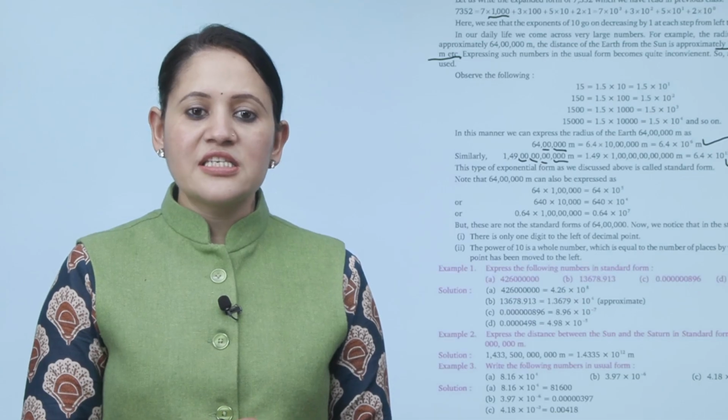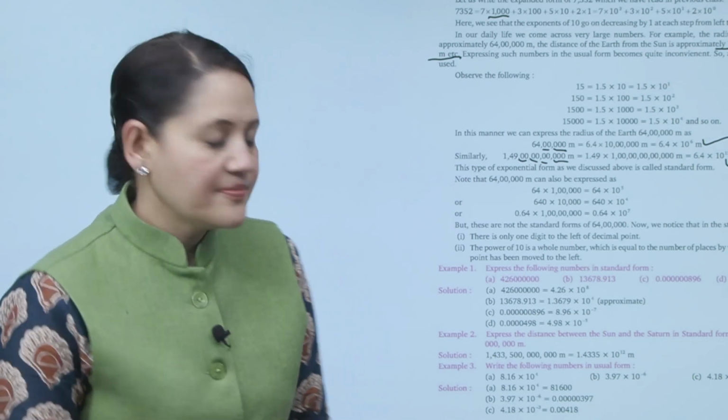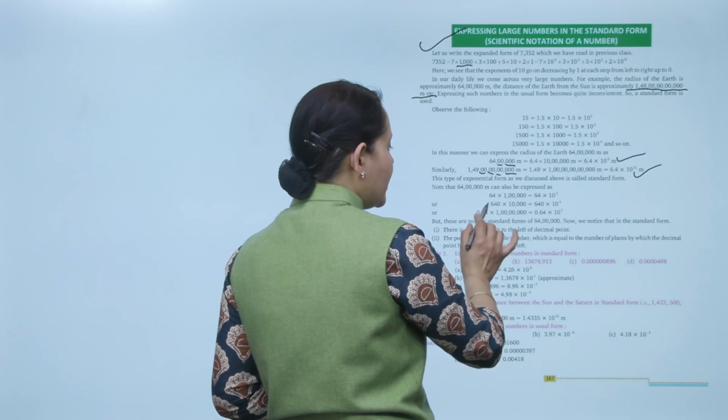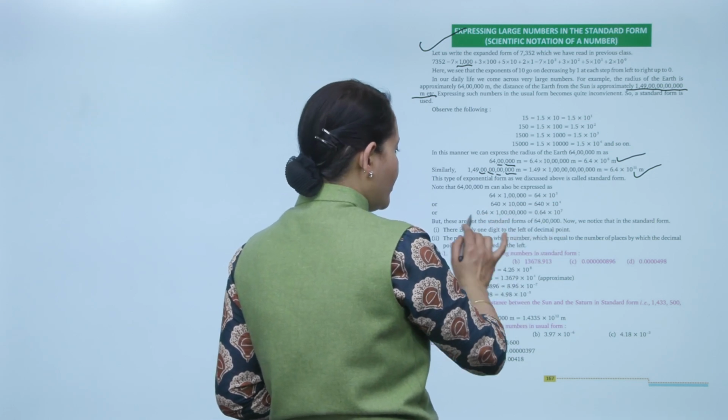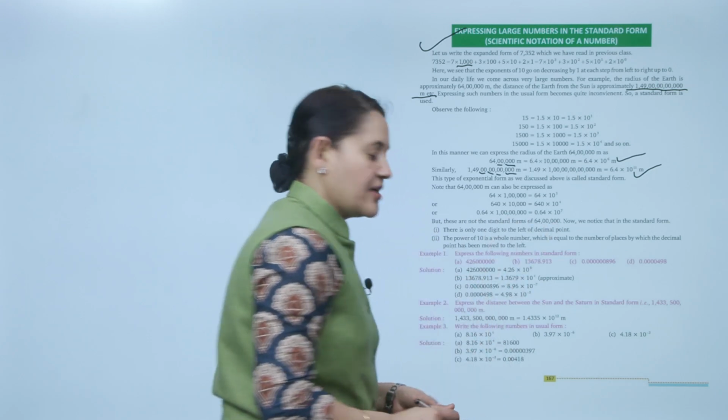Note that 64 lakh meter can also be expressed as 64 into 10 to the power 5, as there are 5 zeros, or 640 into 10 to the power 4, or 0.64 into 10 to the power 7 because there are a total of 7 zeros. But these are not the standard form of 64 lakh.